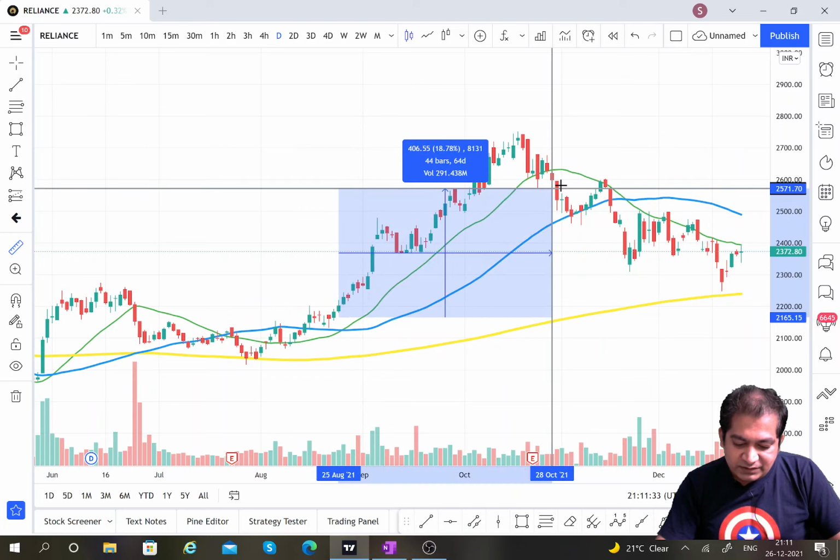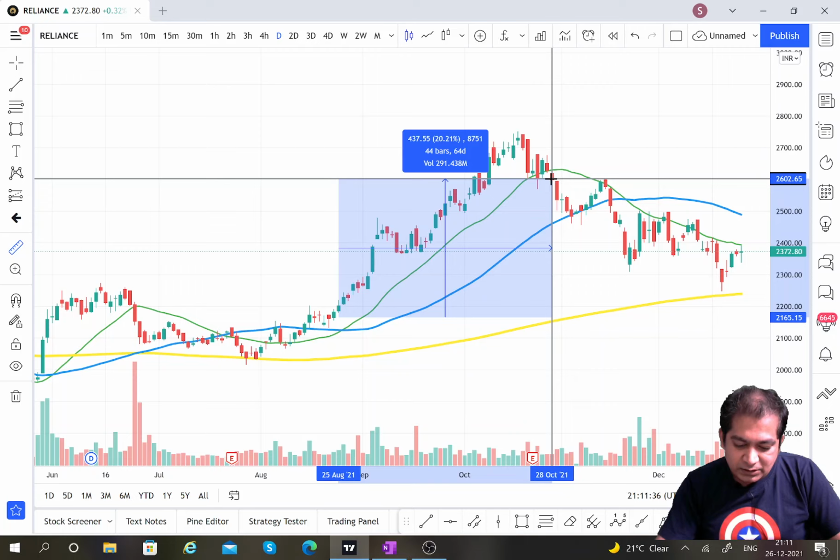You would have exited when the price breached the 20 period moving average. So can you imagine? You can see here down, blue is colored. It means I have entered on 25th August 2021, and on 28th October 2021 I have exited.